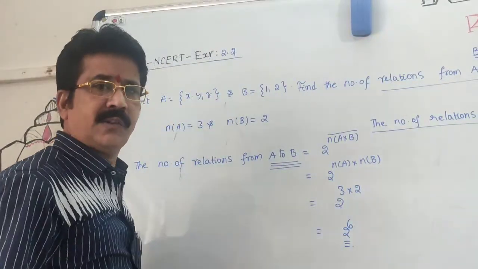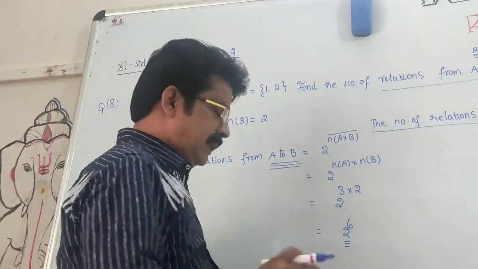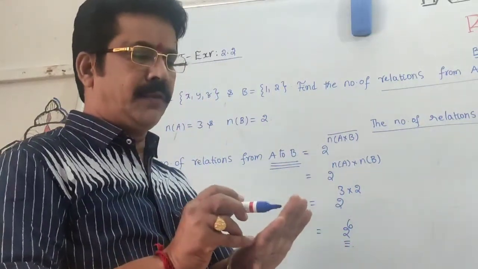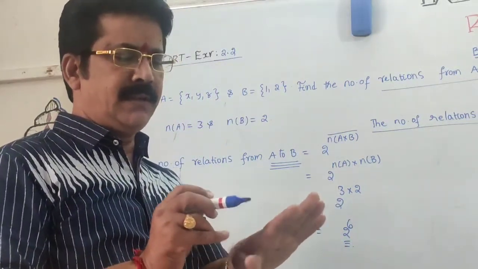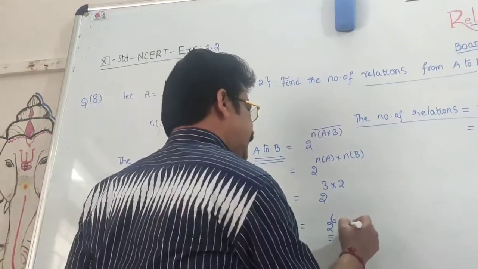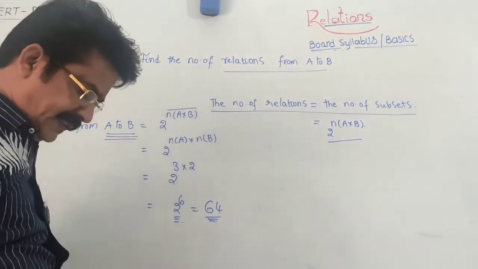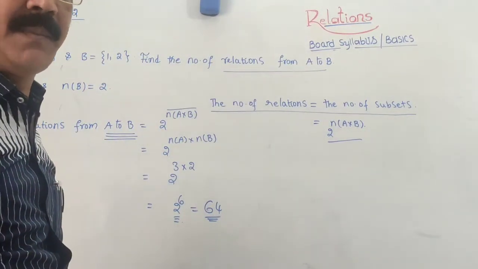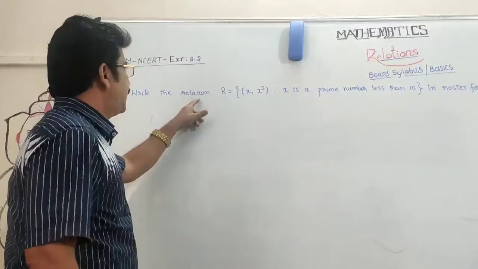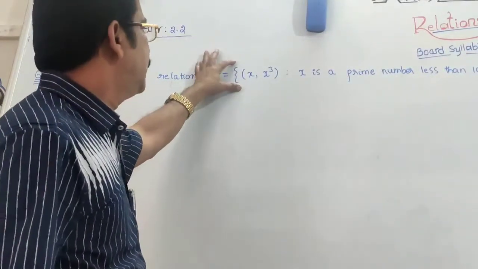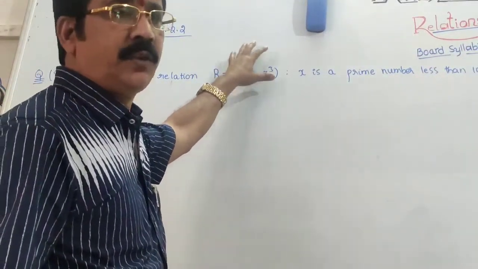So that is equal to 2 power 6. This is the answer. Okay, 2 power 6 means what? 2 twos are 4, 4 twos are 8, 8 twos are 16, 32, 64. That is equal to 64. This is the number of subsets or number of relations. Hence the proposition.